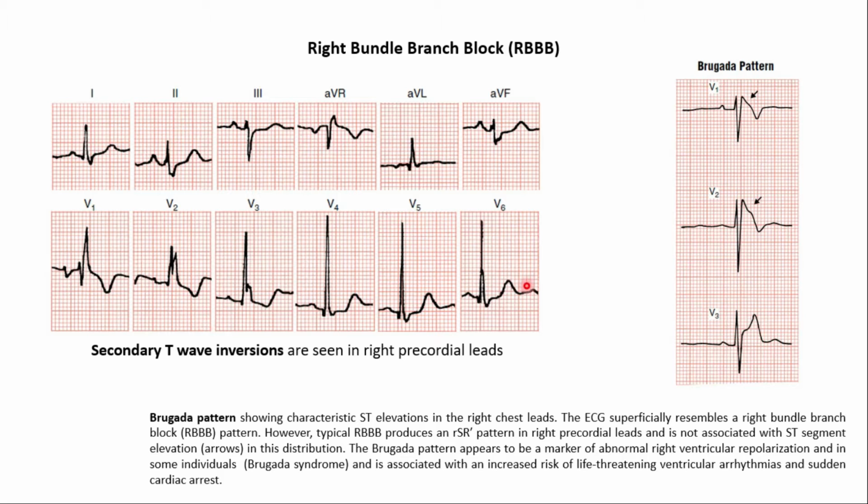Now it should not be confused with a similar pattern that is seen in Brugada syndrome. Brugada syndrome is generally associated with increased risk of ventricular arrhythmias and sudden cardiac death. In Brugada syndrome, the RSR pattern is also associated with an elevated ST segment. That is not seen with right bundle branch block.